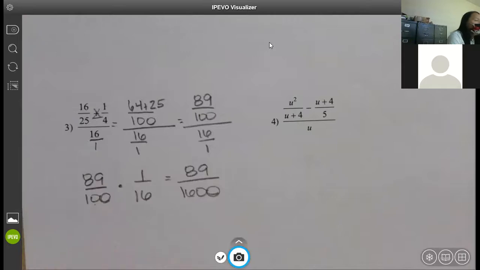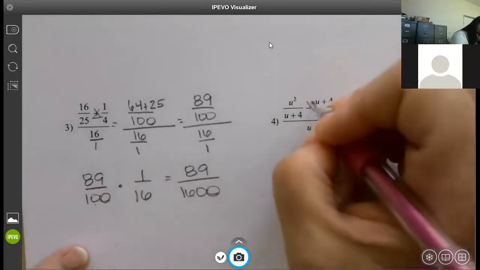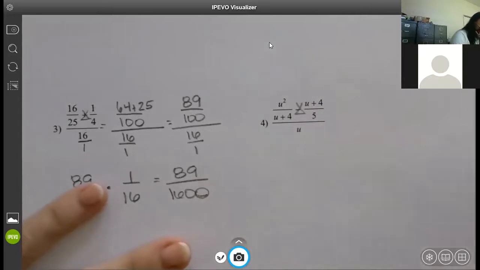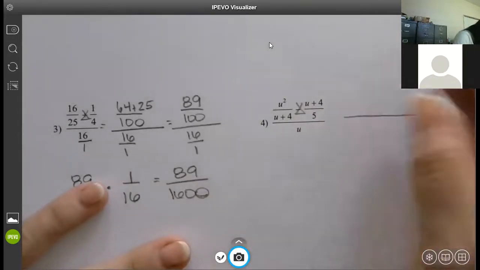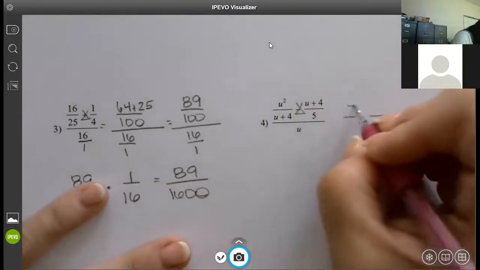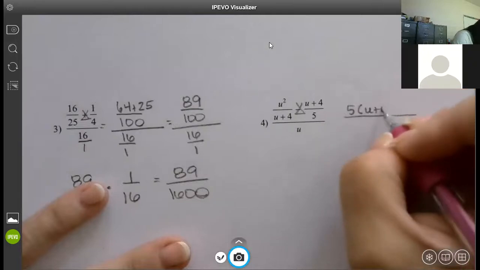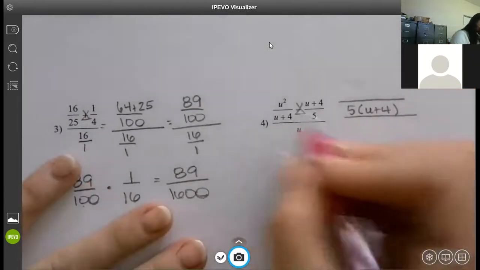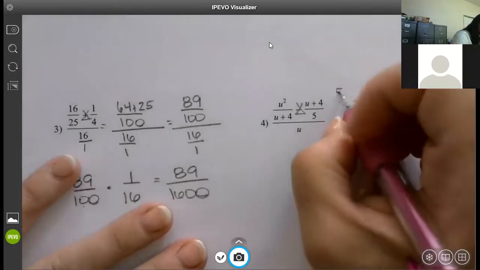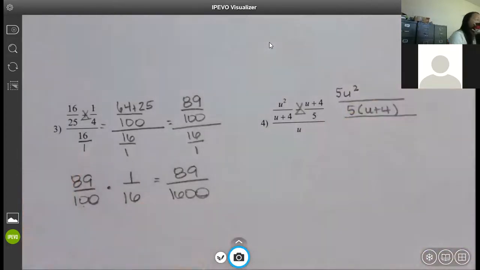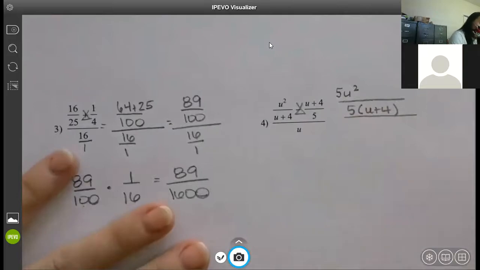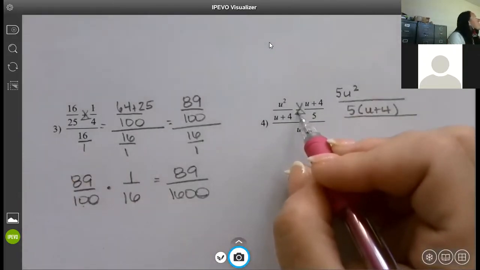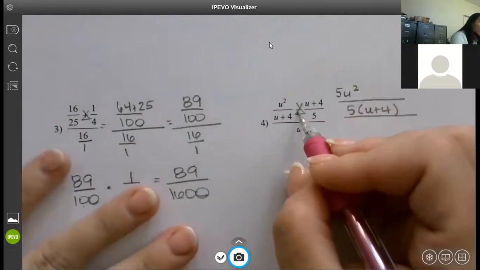All right, so when we get variables, we're going to cross multiply just like we did. We get 5 times u plus 4 on the bottom. On the top, we get u squared times 5. Here's the big thing when you have a minus. We haven't done any of these, and I knew the ones on the paper were not going to bother you, so I left it that way.